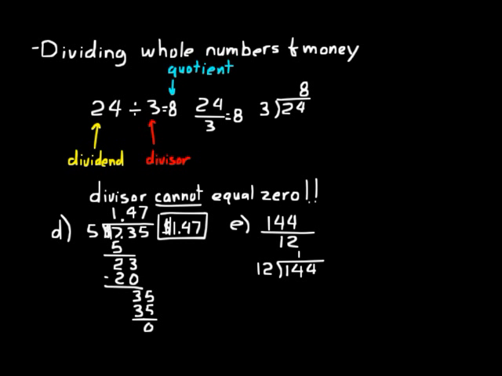12 goes into 14 one time. So that 14 minus 12 would be 2. Bring a 4 down. 12 goes into 24 exactly 2 times. And so this would be 24 here. And the remainder would be 0. And so our answer is 12. And just like we said, you can multiply the quotient by the divisor, 12 times 12, and you get back to your dividend, 144.